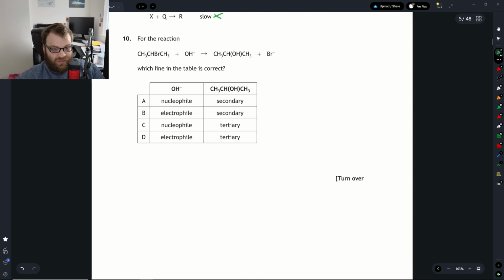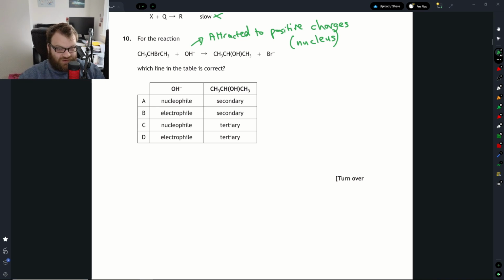Next up, we are asked about nucleophiles and electrophiles. We have got something that is negatively charged. This will be attracted to positive charges. Nucleus, which contains the protons, is going to be positively charged. Therefore, this will be a nucleophile because it's attracted to the positive charged parts of a compound. That rules out these two.